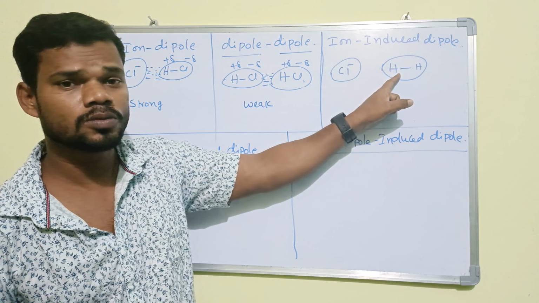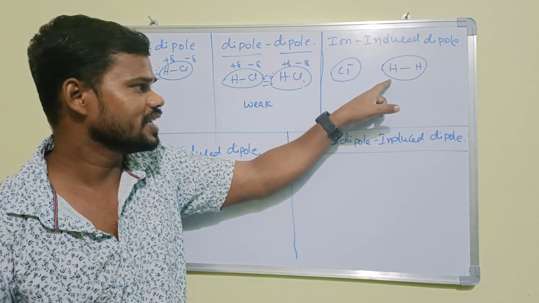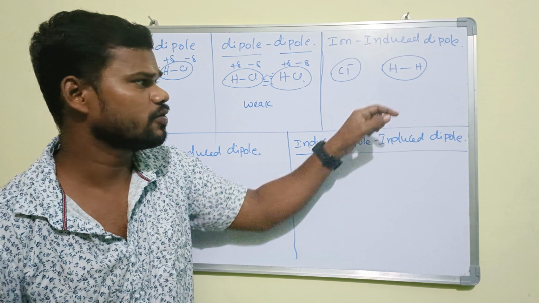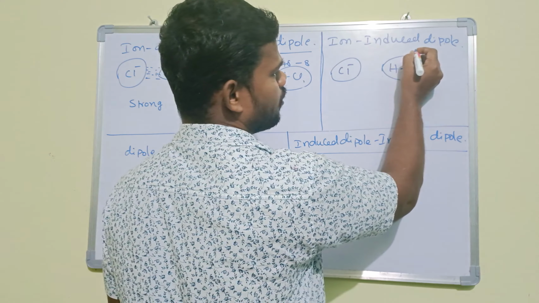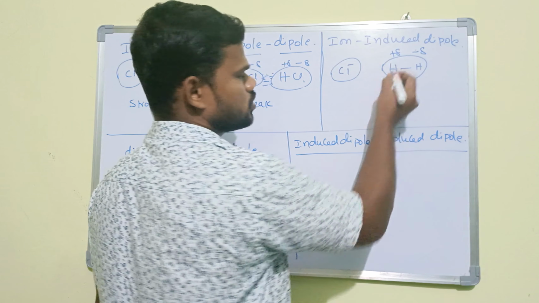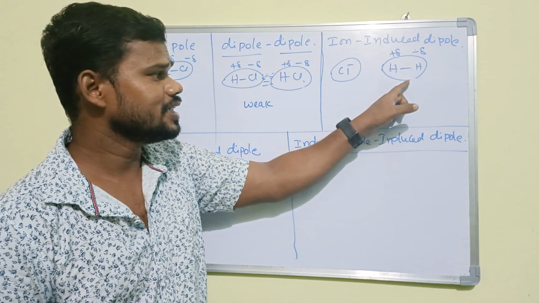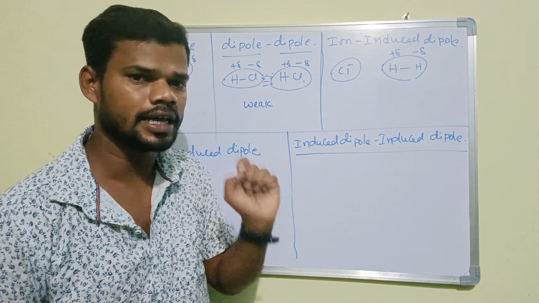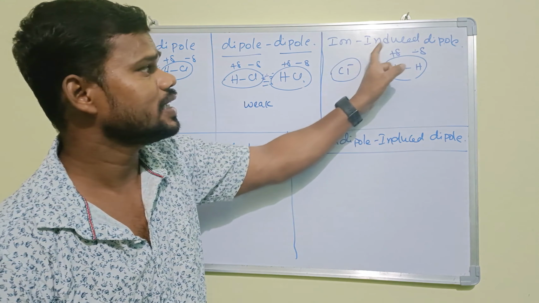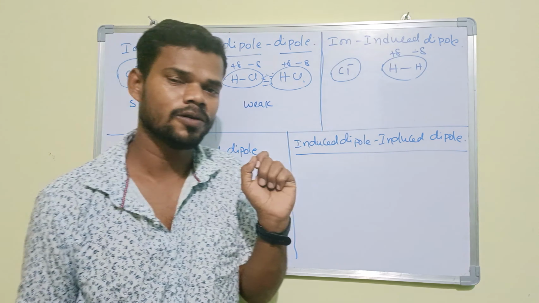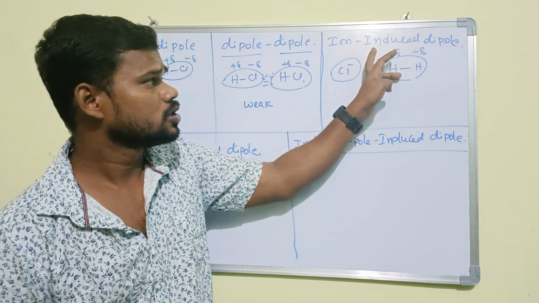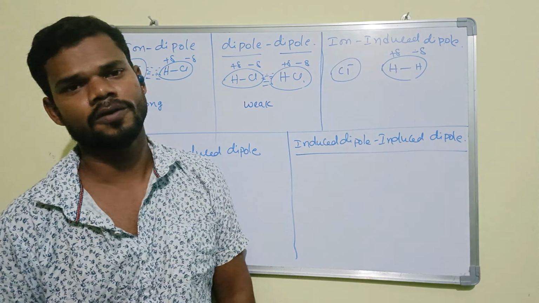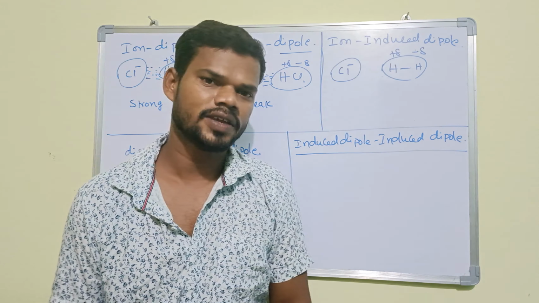But when this H2 molecule interacts with an ion, it can create a dipole itself. Which means the hydrogen will get a partial negative charge and a partial positive charge. When it interacts with another molecule or ion, it creates a dipole itself. Clear? That is why we call it an induced dipole. Generally there is no dipole here, but it can create a dipole itself, so that is nothing but an induced dipole.